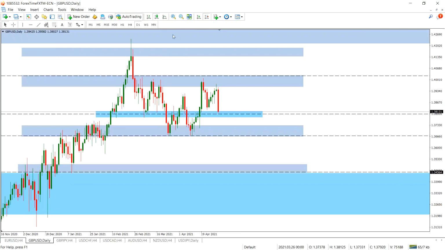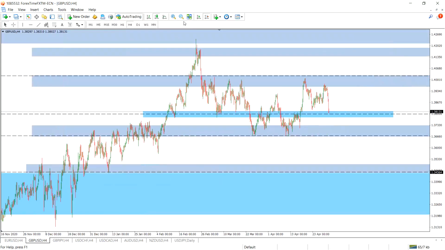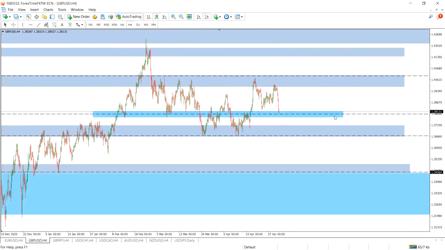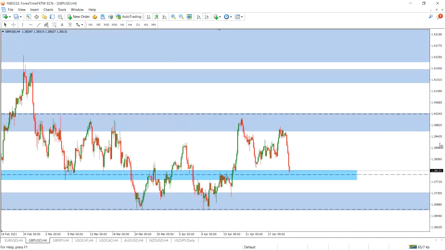So let's turn it down to the 4 hours time frame. On the 4 hours time frame, what can we see right here? What we can see right here is simple, right? We've identified our key determinant zone.